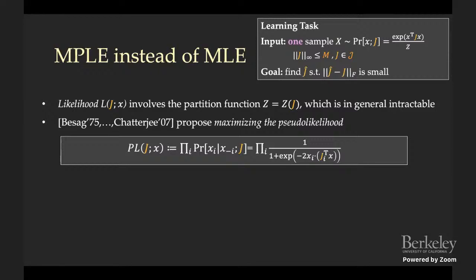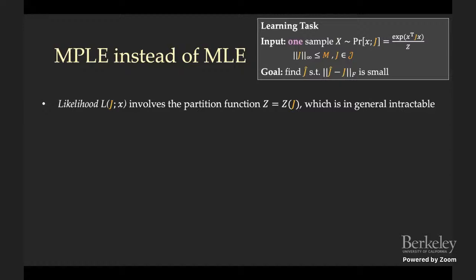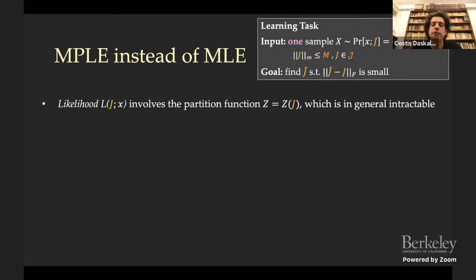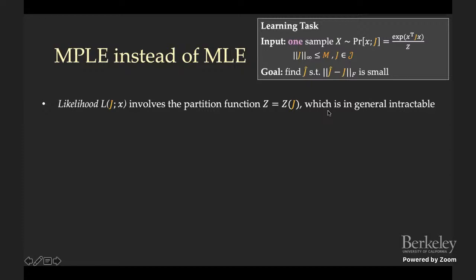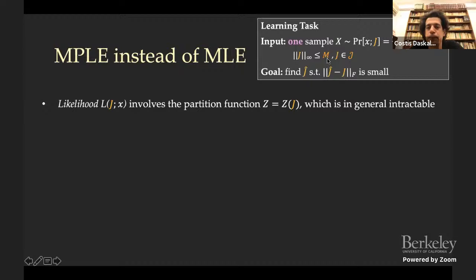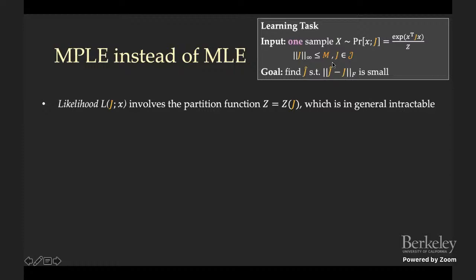Costa, can I ask a quick question? Yeah. So for the families of Ising models that you're considering, is the computation of the partition function intractable? For example, for the high temperature regime, it can be done, right? Correct, yeah. So high temperature is not the problem. Here, M is arbitrary. It is known to be intractable for the models that we consider, by a result by Sly and Sun. I see. Thanks.